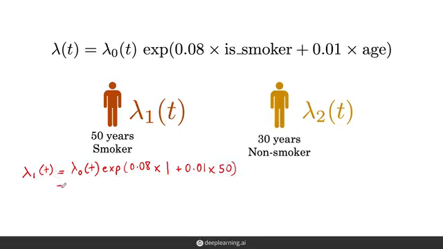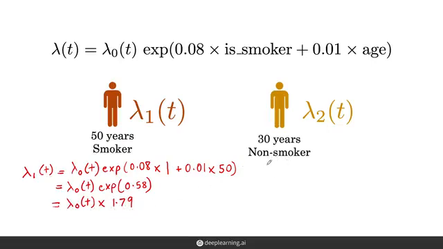And this is going to come out to, we're going to keep the lambda naught, and this is going to be exp of 0.08 plus 0.5, so this is 0.58. And this comes out to lambda naught of t times the factor of 1.79. And so this is what we're going to keep as the risk for patient 1. So remember, this is the baseline hazard times a factor, which has come out to 1.79.